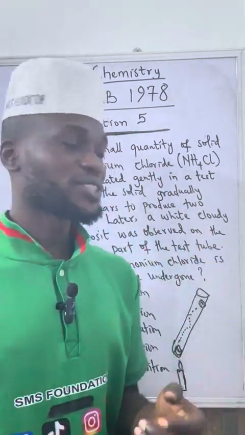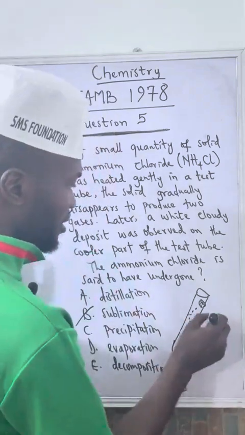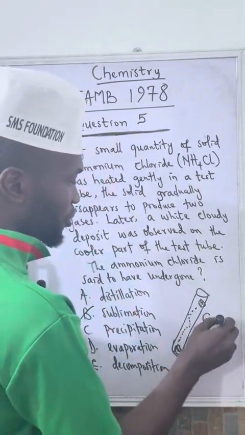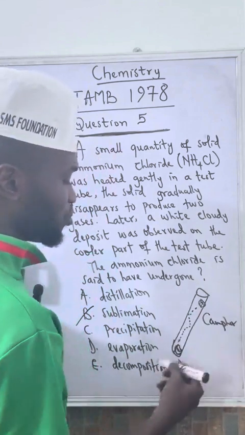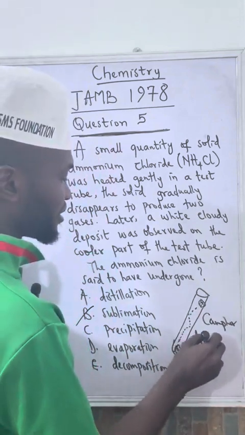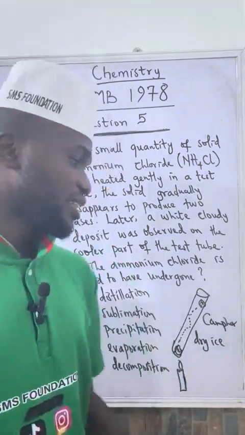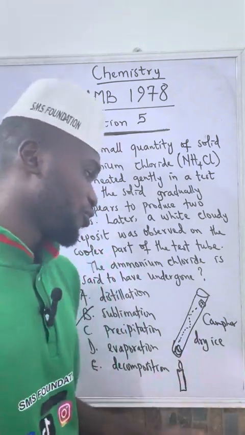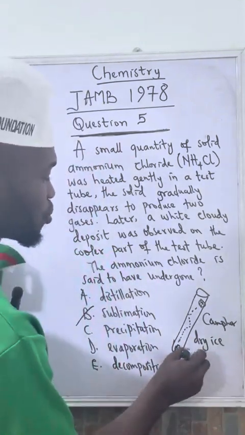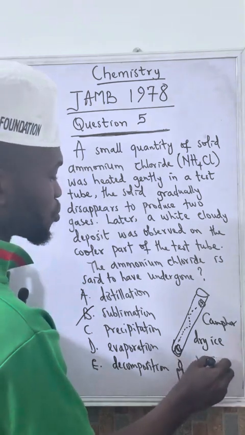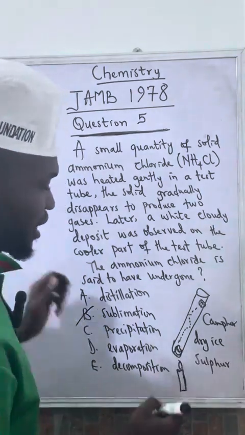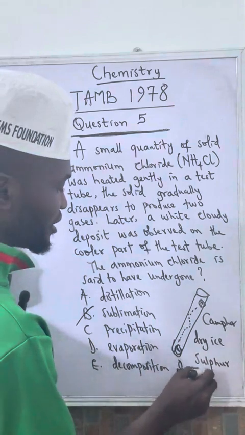Other examples of substances that can do that are camphor, which is another substance that can do that; dry ice, which is known as solid CO2, that's solid carbon dioxide; sulfur, which can also undergo that; and another one is iodine crystal.